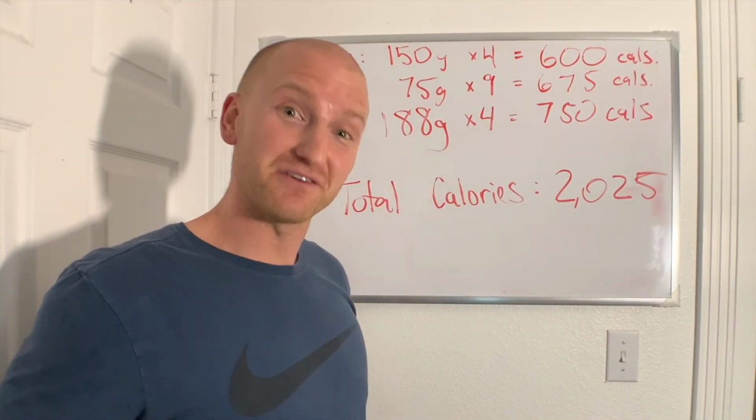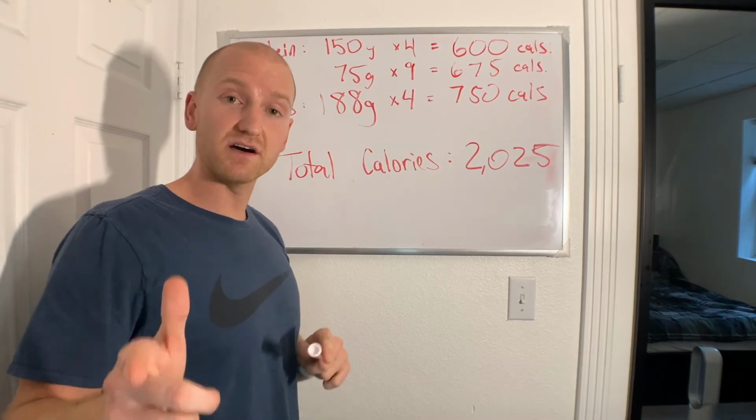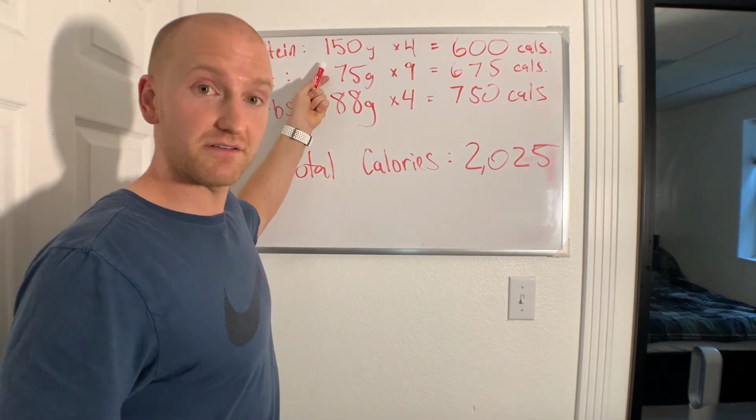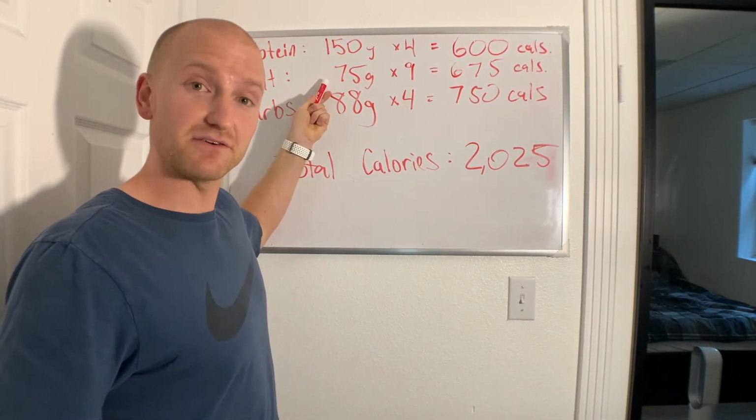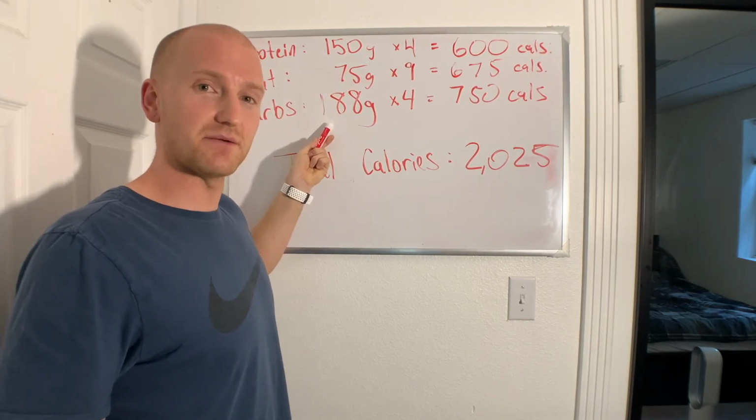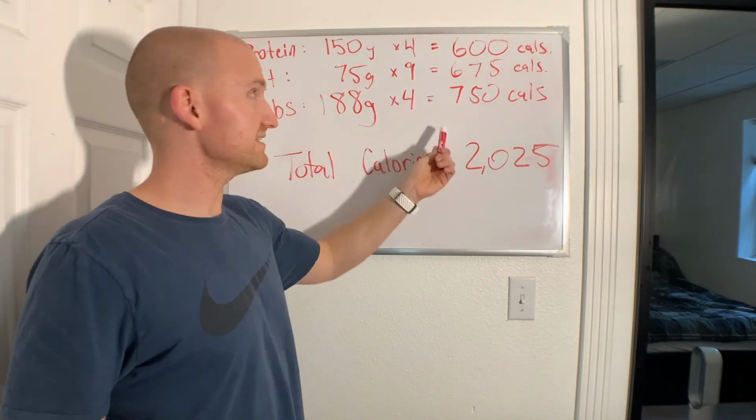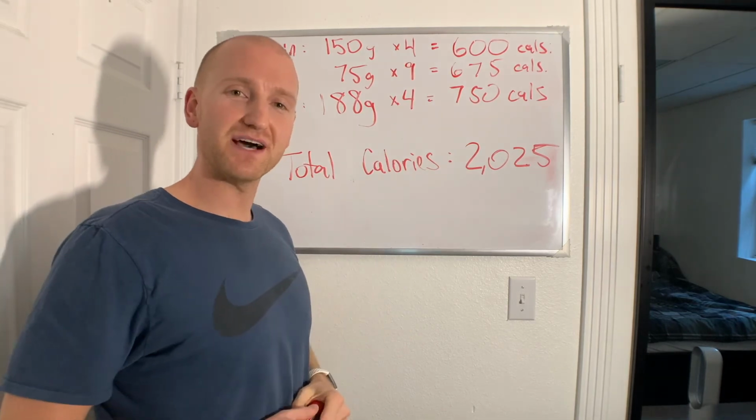You just figured out your first week of macros. If you're weighing in at 150 pounds, you're going to want to eat 150 grams of protein, 75 grams of fat, and 188 grams of carbs. And if we convert all of these back into calories and add them together, you'll have 2,025 calories.